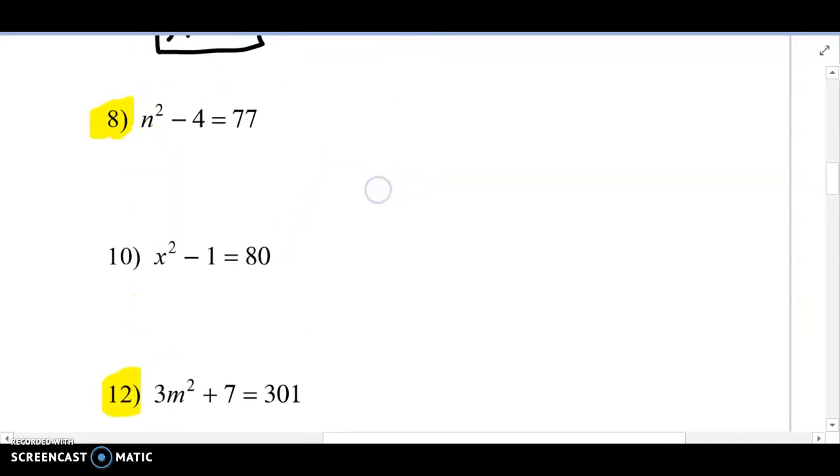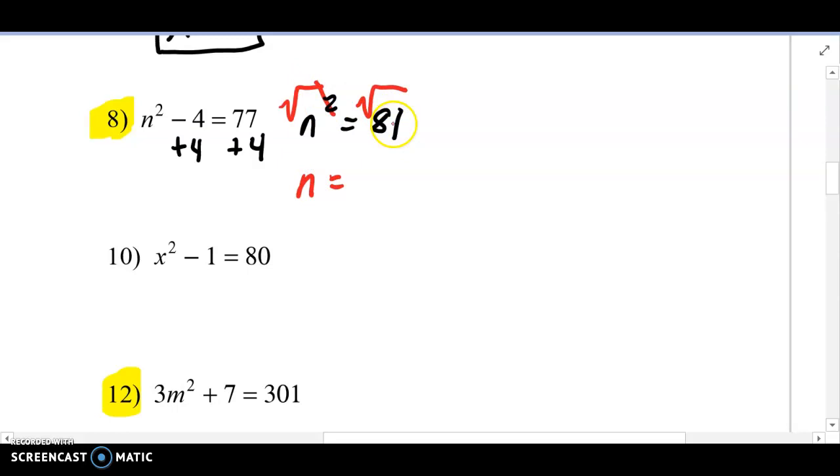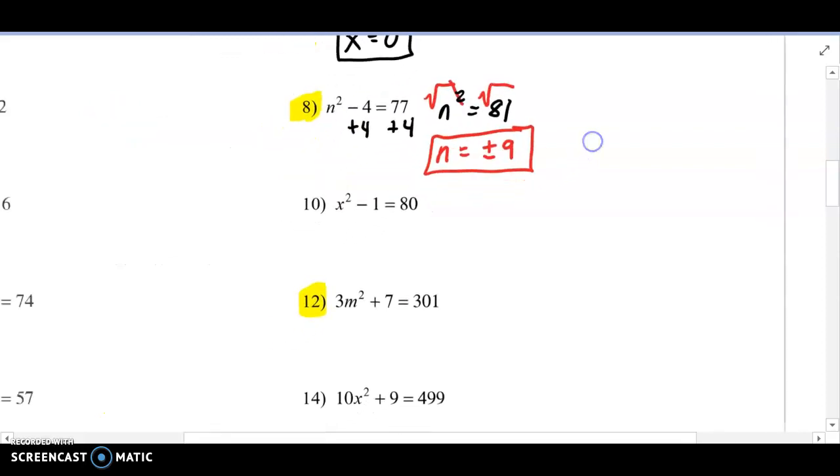Next one, number 8. No b term again. But I need to get rid of this minus 4 and move it to the other side so the n squared is by itself, and so I can take the square root. The opposite of that is to add 4. Do it to both sides. That gives me n squared equals 77 plus 4 is 81. Now I can take the square root of both sides, and that cancels that, and I end up with n equals the square root of 81, which is a perfect square. That's 9, so plus or minus 9. That's your answer.